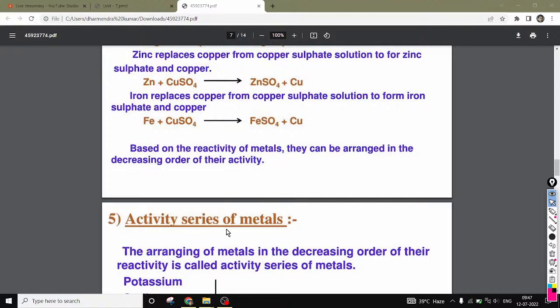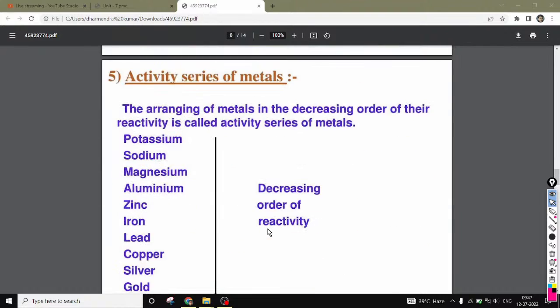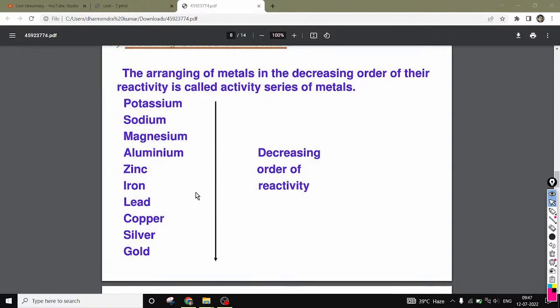Next we have activity series of metals. So here the activity series is given, right? And if you don't know it, you can just write down all these metals in the reactivity series so it could be understandable for you. So here you can write potassium, sodium, magnesium, aluminum, zinc, iron, lead, copper, silver, gold, right? So this is your metal reactivity series, right?